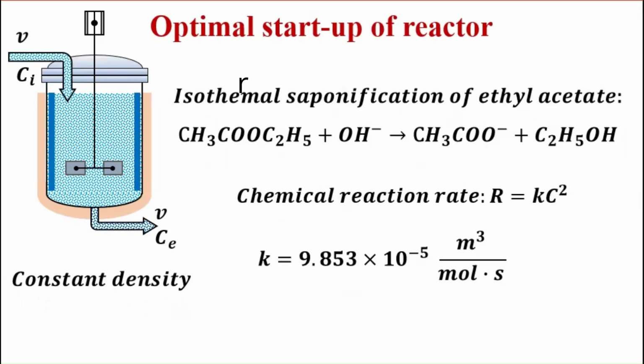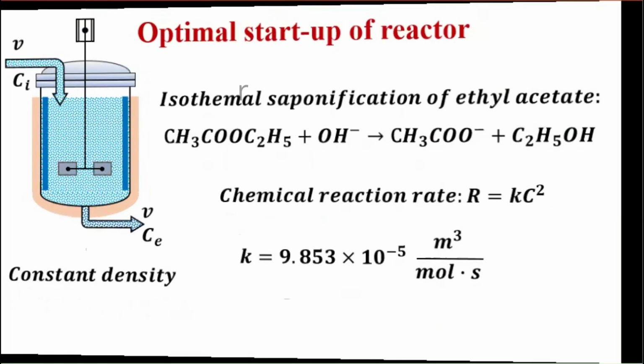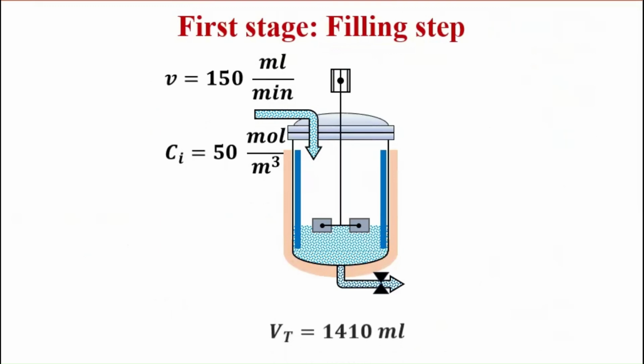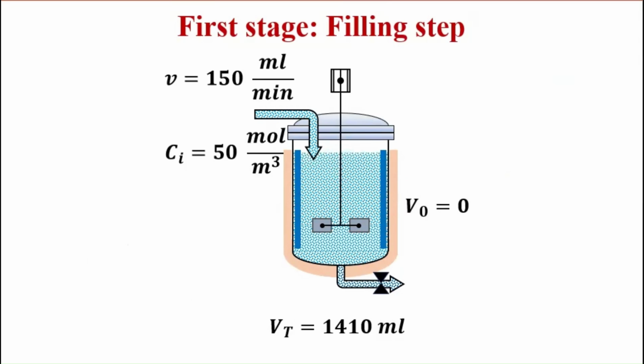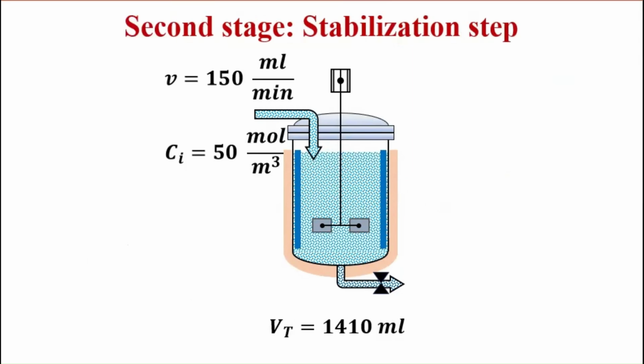To analyze the time required to reach steady state, the process is divided into two stages. In the first stage, the reactor of known volume, initially empty, is filled with a feed containing a known concentration of ethyl acetate at a constant volumetric flow rate. During the filling process, the saponification reaction of ethyl acetate occurs simultaneously. In the second stage, once the reactor is completely filled, the outlet valve is opened, and the reactor undergoes a transient period before ultimately reaching steady-state operation.